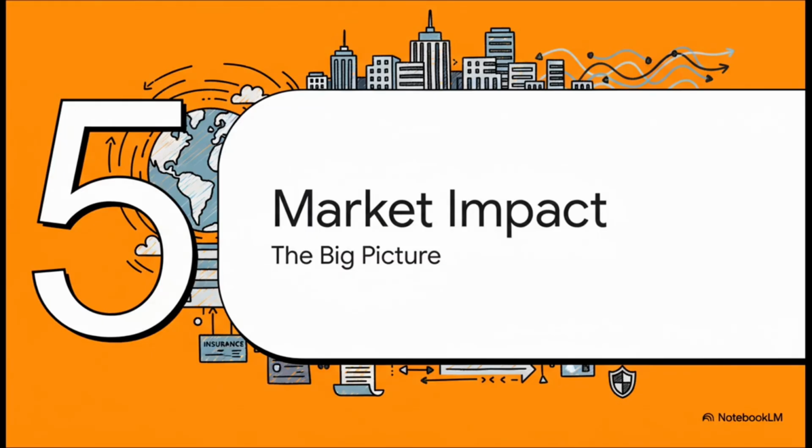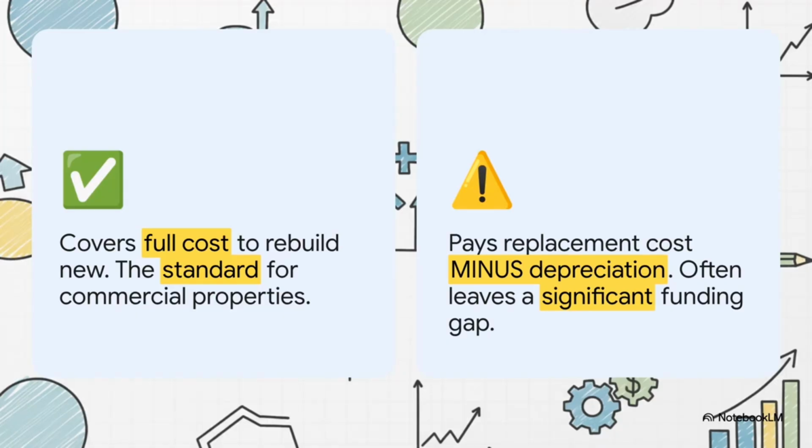Okay, so we've been deep in the weeds. Let's pull way, way back now. Because this isn't just about one building's value. This single number has massive ripple effects that shape entire markets, from how insurance works to why our cities look the way they do. And you see this play out big time with insurance.